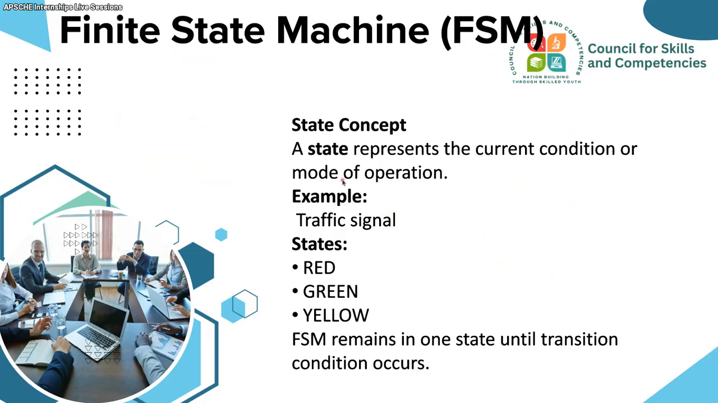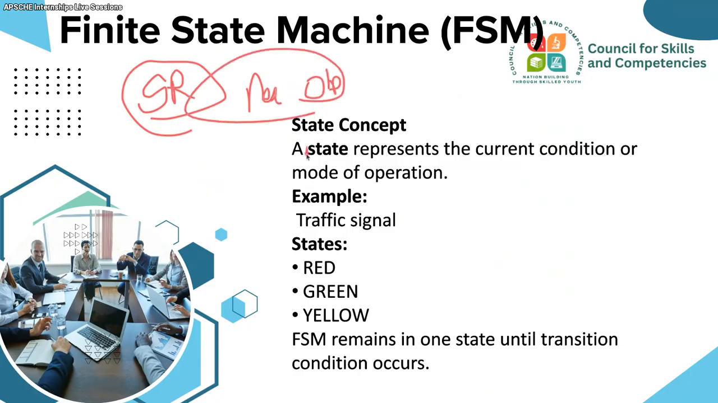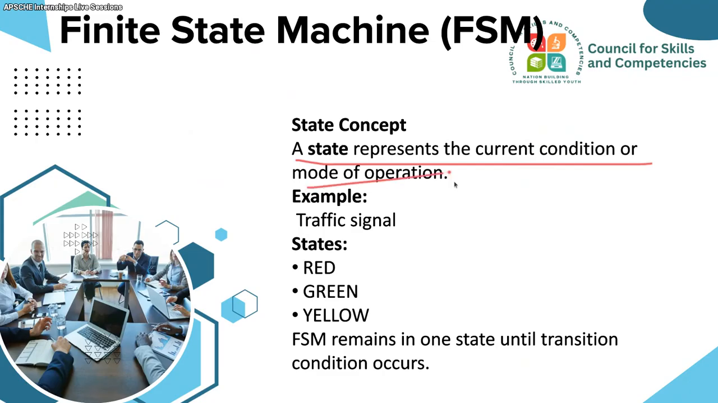So you do it with me. The state concept: now we know that for the finite state machine, we need the state, then the next state, and then the output. A state represents the current condition or the mode of operation. For example, the current state might be red, green or yellow. So there is a state.